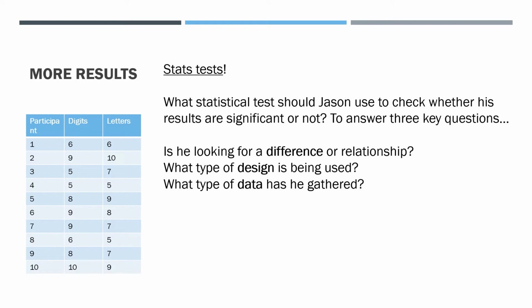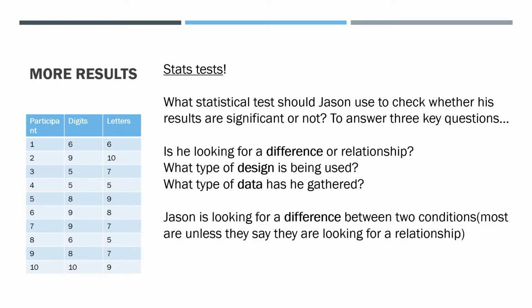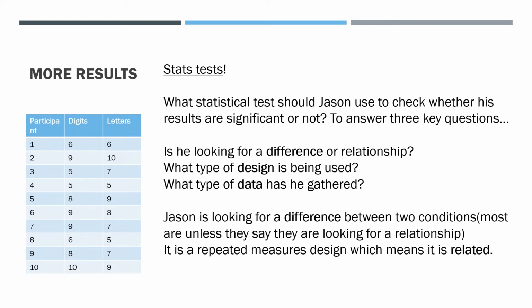So answers to the questions then. Jason is looking for a difference between the 2 conditions. For the majority of the time, unless they say they are looking for a relationship or they're doing a correlation, it will be a difference. But he's looking for a difference between digits and letters. It is a repeated measures design, which means it's related.